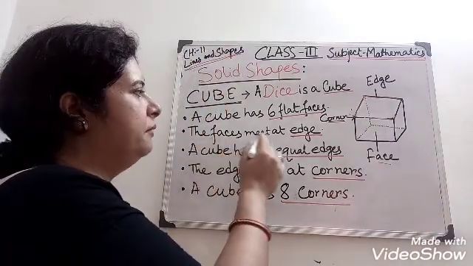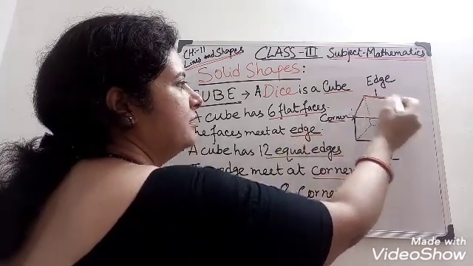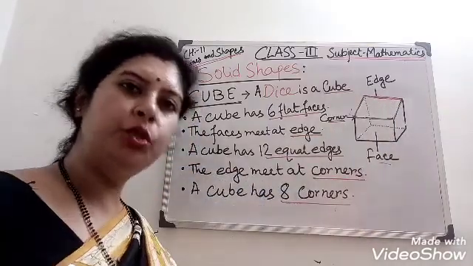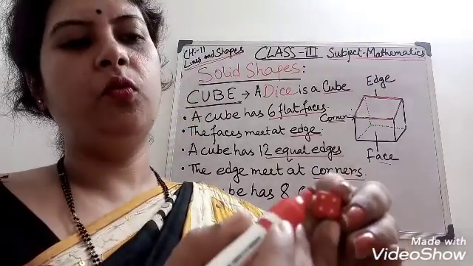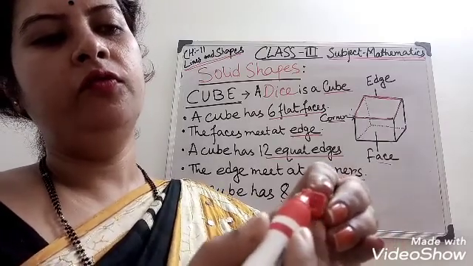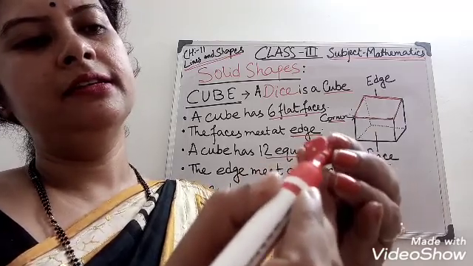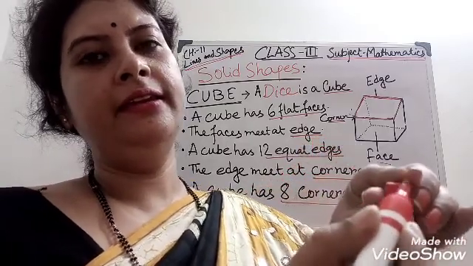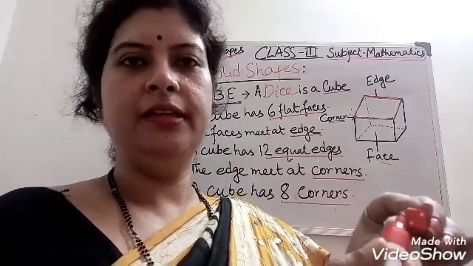Now come to next point. The faces meet at edges. It means this portion is known as edge. A cube has 12 equal edges. Now count it. 1, 2, 3, 4, 5, 6, 7, 8, 9, 10, 11, 12. 12 equal edges.